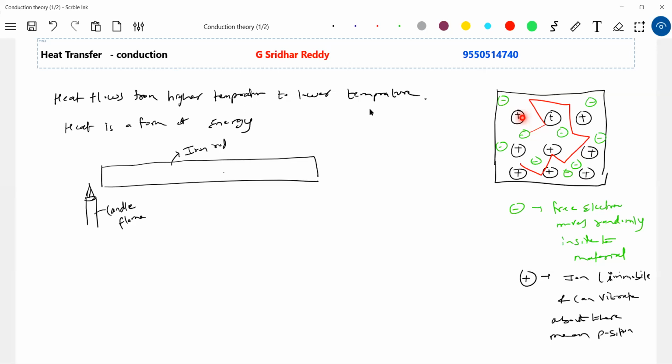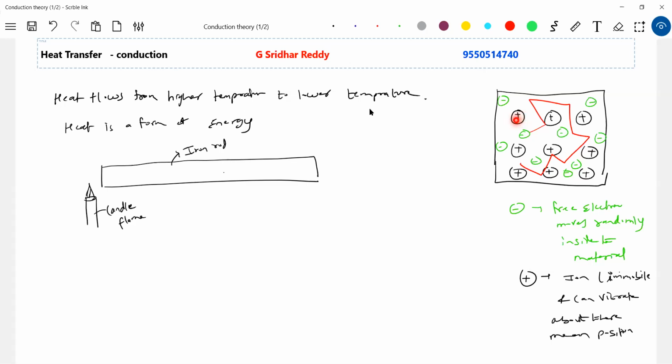Same thing: some 50 students are sitting comfortably in an AC room. In summer, I switch off the AC, and the outside temperature is 50 degrees Celsius. So what will happen? The students will start moving here and there. What is the reason? Thermal agitation. Due to heat, we can't sit properly or comfortably, and we start moving here and there. That's the meaning of thermal agitation.